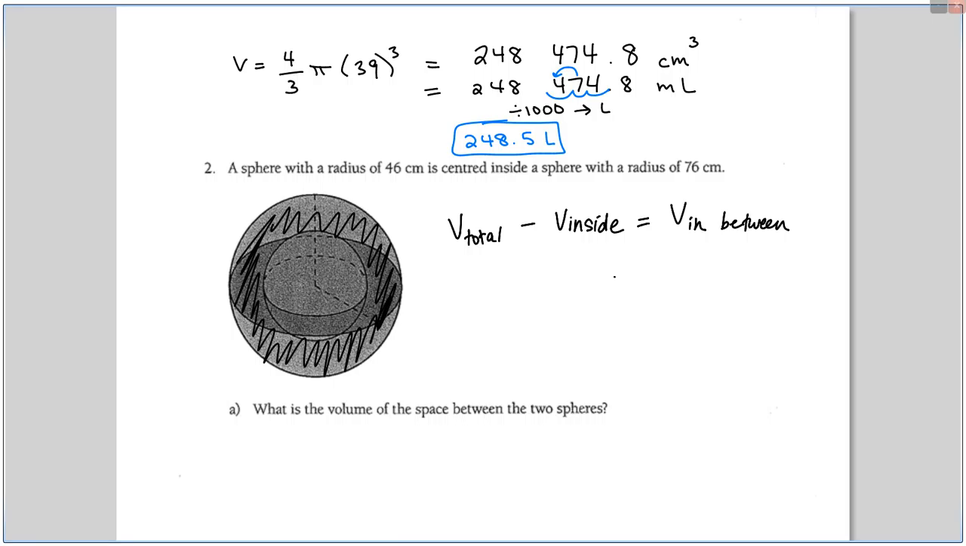So which is the big radius? 76. Basically V big, 4/3 pi 76 cubed minus 4/3 pi 46 cubed. And this will give you the volume that you want. If you have a nice calculator, you could type all that in just like you see it. Otherwise, some of you will probably just calculate them separately, with 76 and 46, just like the question says.